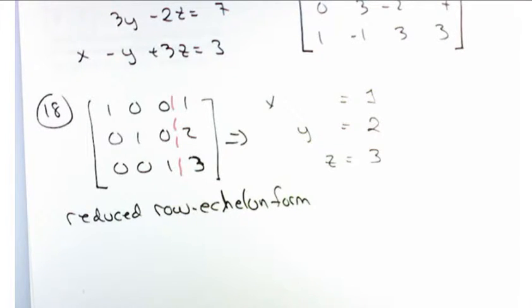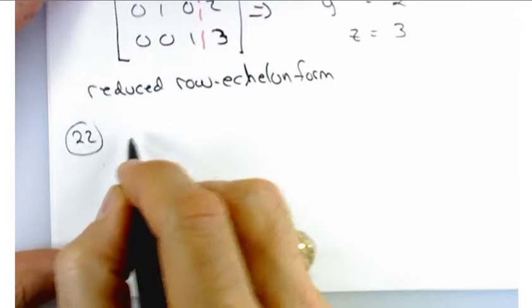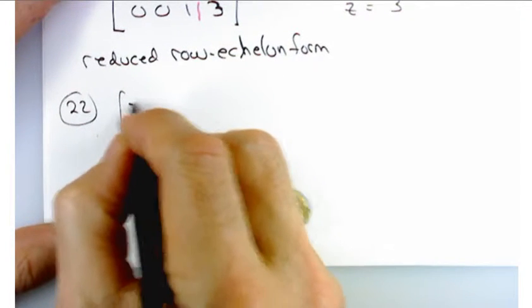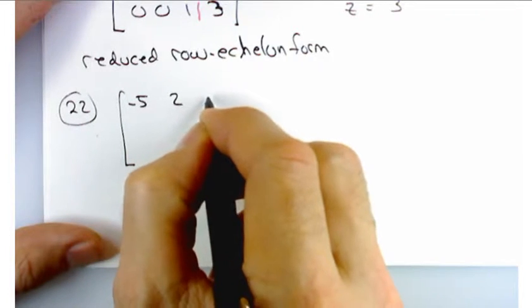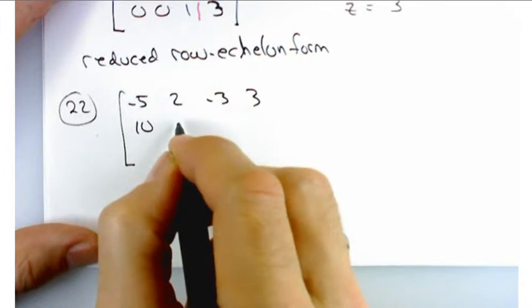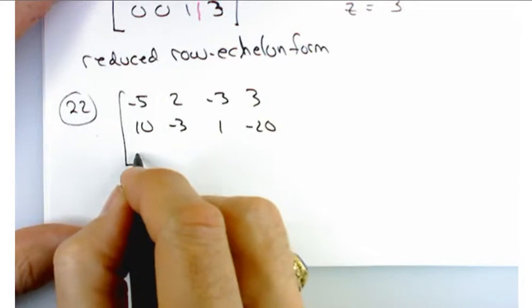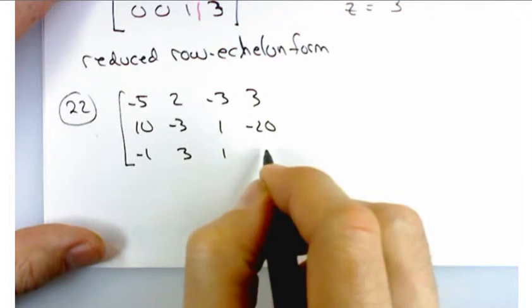So let's take a look at a couple problems where we start manipulating these things. And we're going to do the same things here in these augmented matrices that we would if we're dealing with a system of equations like section 10.3. So let's take a look at problem number 22. In problem number 22, they give you this matrix: -5, 2, -3, and 3; 10, -3, 1, and -20; -1, 3, 1, and 8.